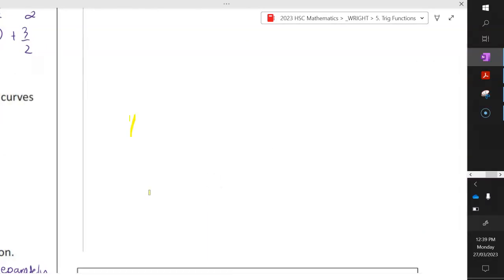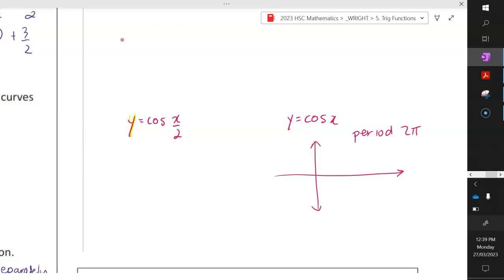We'll just change pen colour. Y equals cos x on 2, and that's very similar to y equals cos of x, which we know. We're familiar with cos of x. We looked at it last year quite a fair bit, and we know that the period of that curve is 2 pi. So that curve repeats itself every 2 pi.